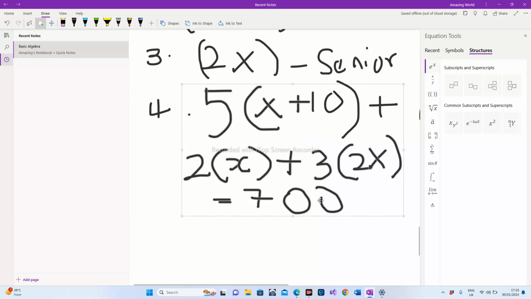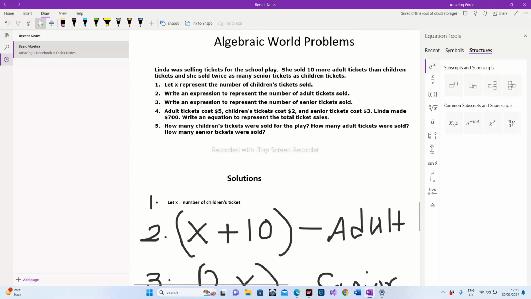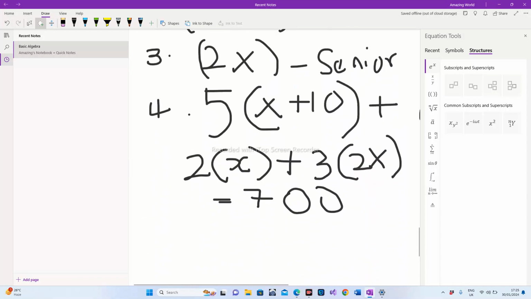Okay, so with that said, let's solve the 5th problem. Now we are asked to find the number of the children's tickets, the adult tickets, and the senior tickets sold. If you followed my last lesson where we did expansion of algebraic expressions, we will apply that topic here. So let's quickly go on with that.